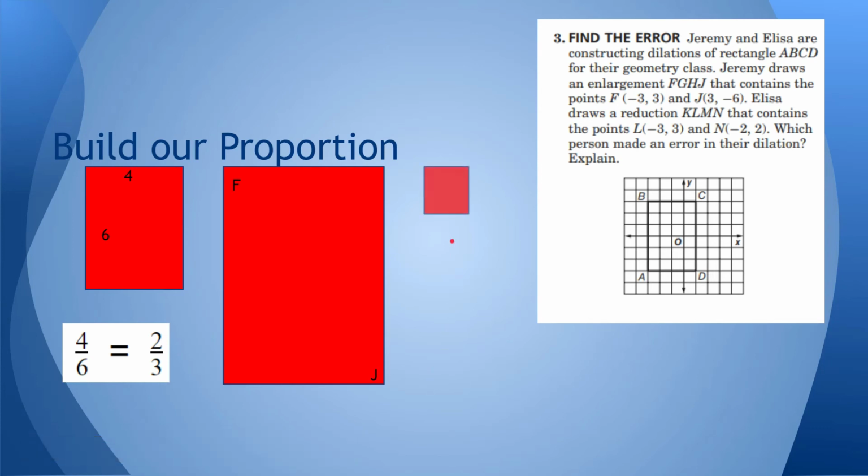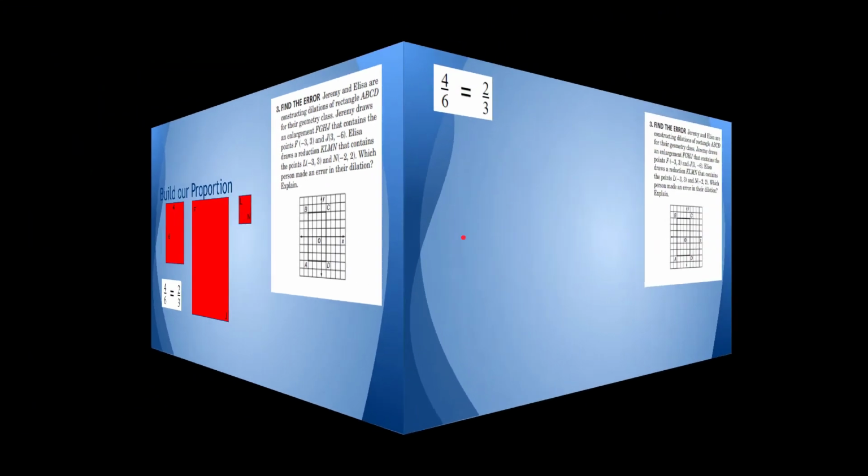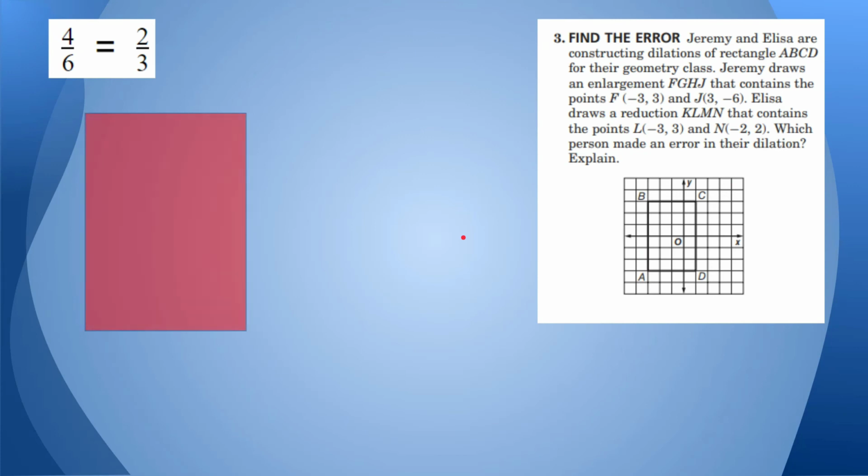Now, in this smaller box, we also have L and N. These are the figures that have been given to us. So let's go ahead and rework that out so that we've got our enlargement here of F with -3, 3 at that corner, and J with 3, -6 at this corner. So how do we figure out whether or not this is proportional to our original figure?